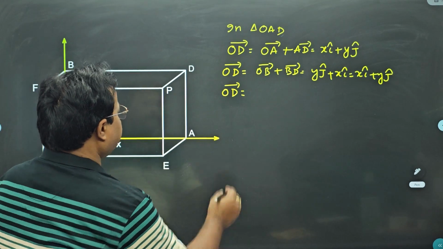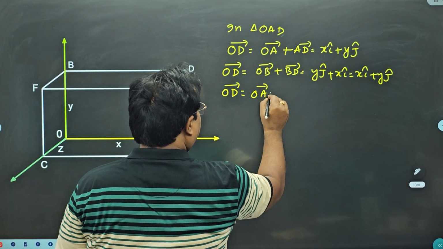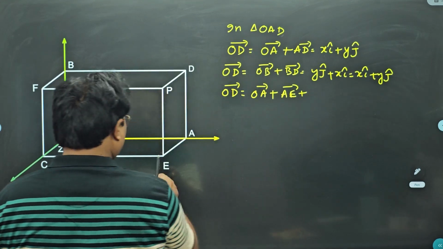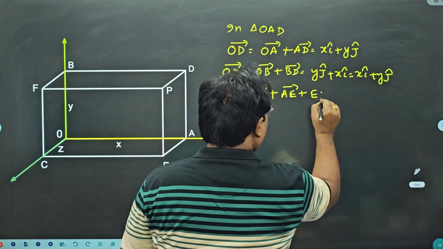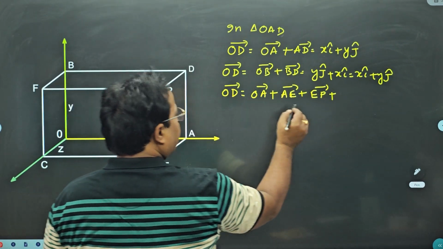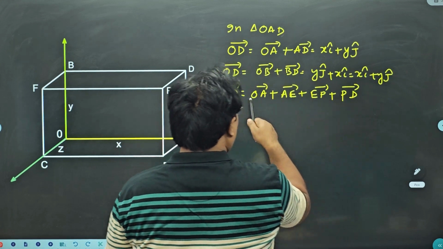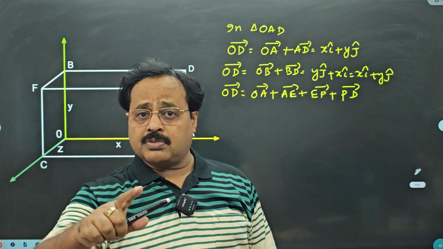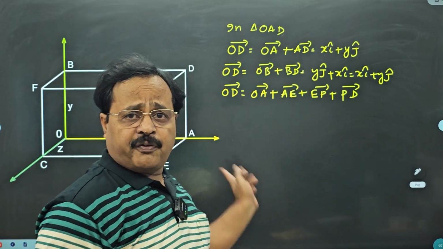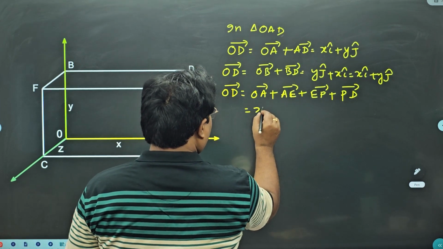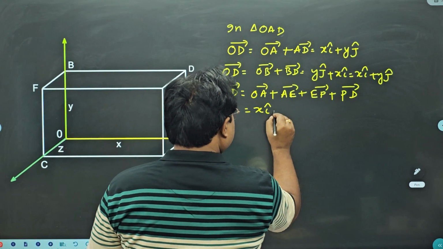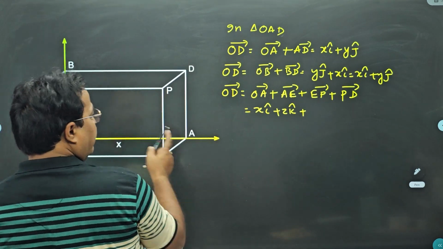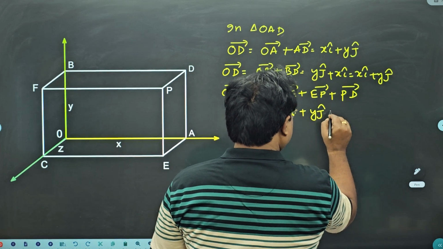Let us go from O to A, then A to E, then E to P, then P to D. You see how I am reaching D. I had started from O and reached finally at D. Is this OD vector equal to xi cap plus yj cap? We have chosen a different path in reaching D from O. Let us see. OA vector is equal to xi cap. What is AE vector? It is equal to zk cap, as I had already explained. What is EP vector? EP vector is same as OB vector. This is equal to yj cap.